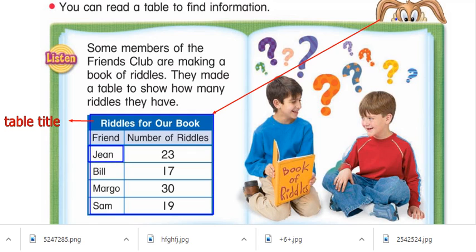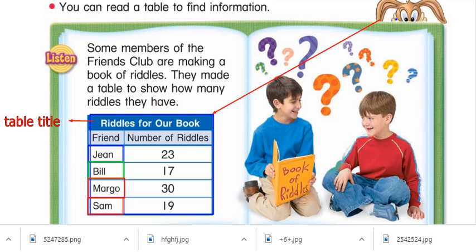Here we have Jane. Let's check another one. Then we have Bill. Then we have Margot and Sam. Okay, so in the first column, what can you see? You can find out the friend's name. And then we move here. We know that here we have the table title. The first one is friend and the second one is number of riddles. So the second column represents the number of riddles for each friend.